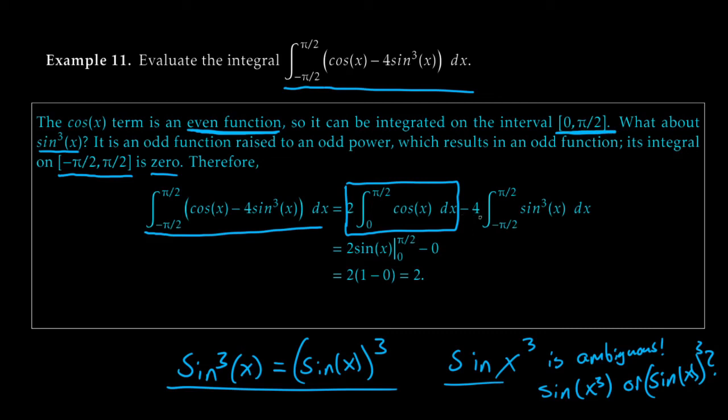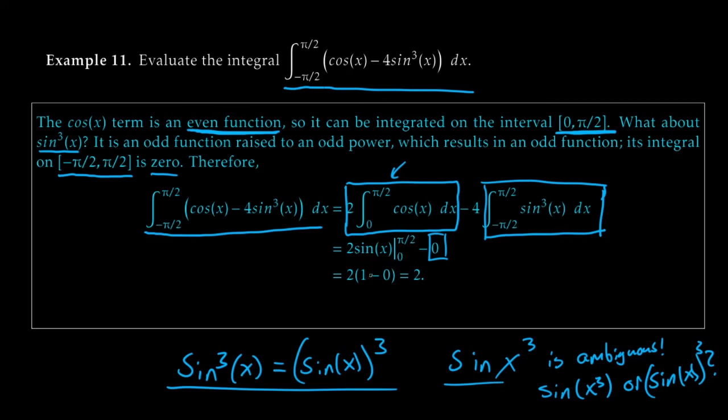Now I pull out that minus 4 in the second part, and I just have the definite integral from minus pi over 2 to pi over 2 of sine of x to the third dx. Since sine cubed x is an odd function, what we've got is something that will integrate to 0. So all we have to do now is deal with this integral right there: 2 times the definite integral from 0 to pi over 2 of cosine of x dx. Well, I know that sine differentiates to cosine, so I'll get 2 times sine of x evaluated from 0 to pi over 2.